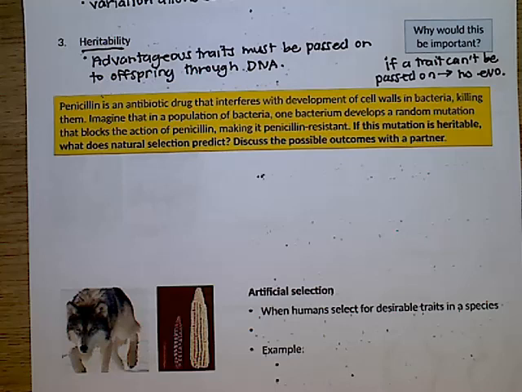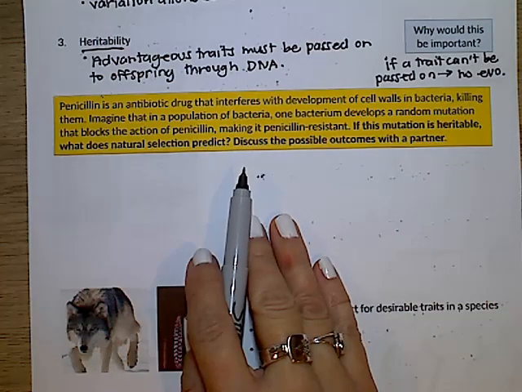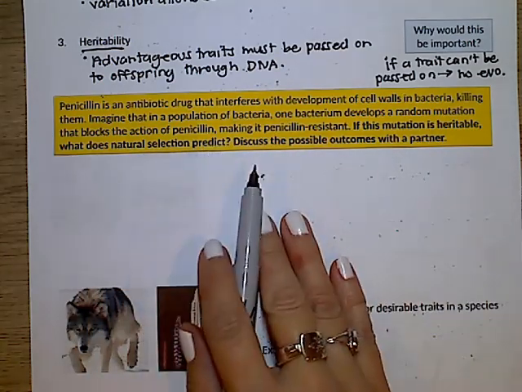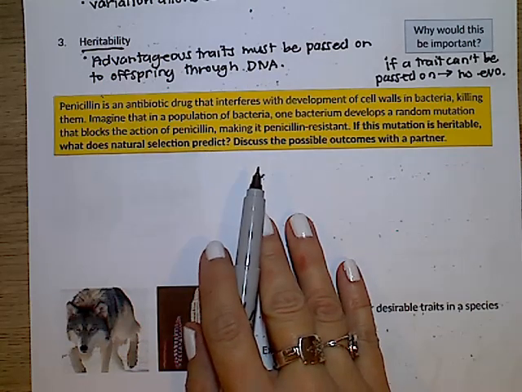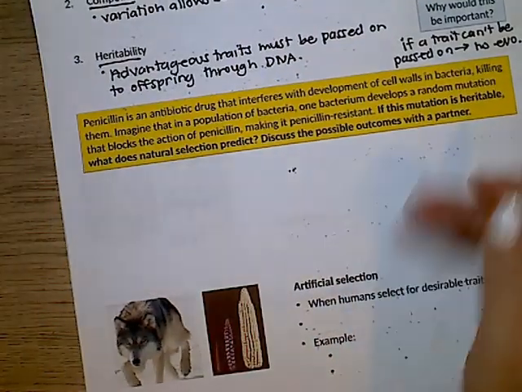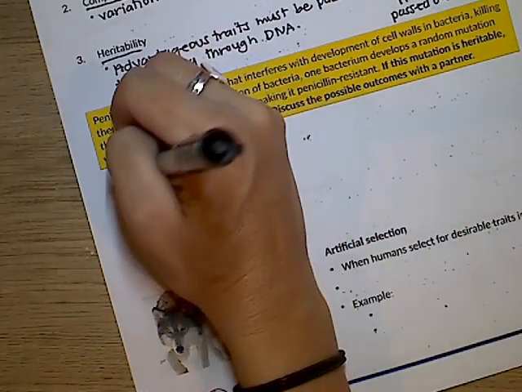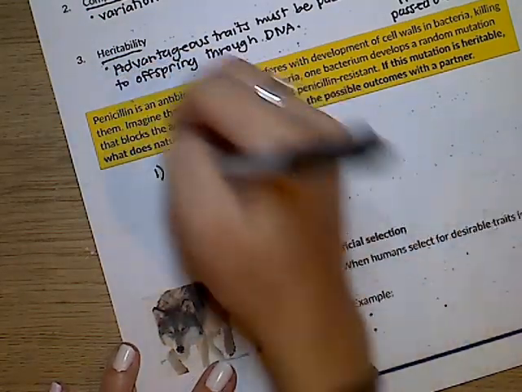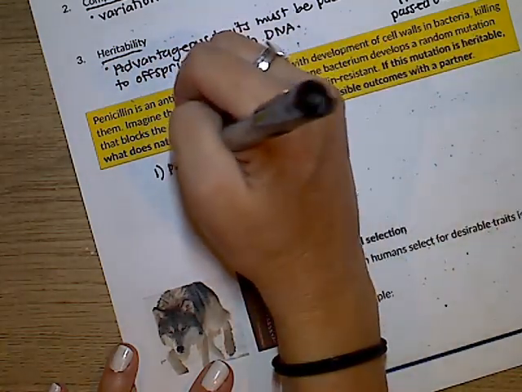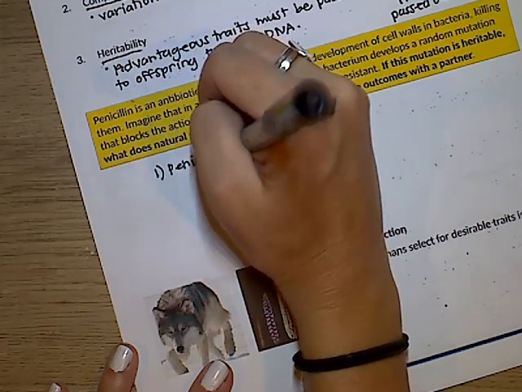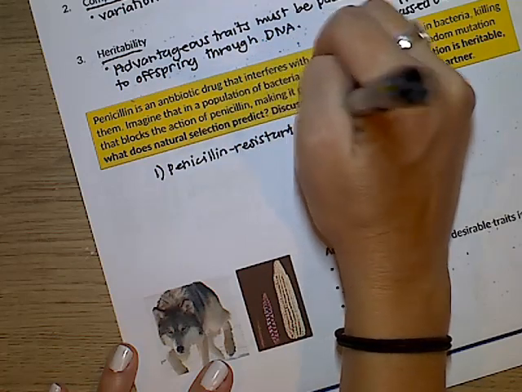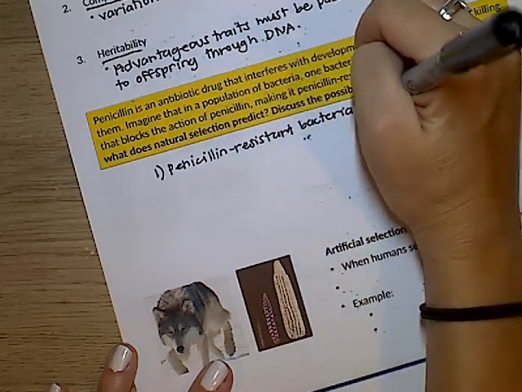So what would happen is if you have one bacterium that is not affected by penicillin, chances are all the other ones are going to die, and you're going to be left with that one bacterium that has a mutation that was completely random that just happened to make it resistant to penicillin. So, the first thing is that the penicillin resistant bacteria is more likely to survive and reproduce.